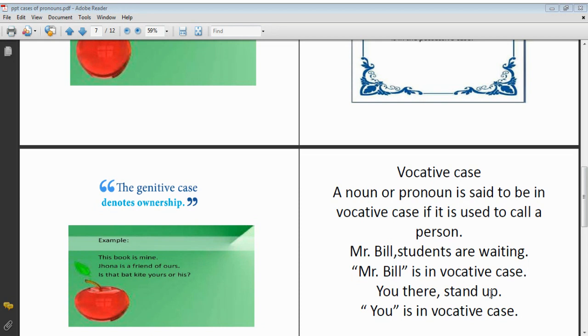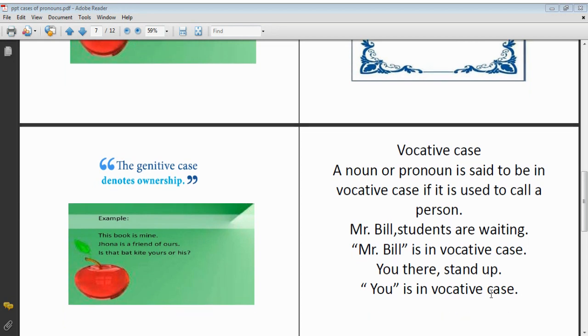Now the next case is a little tricky. This is called the vocative case. The word vocative comes from vocal, and vocal means to call somebody, right? So a noun or a pronoun is said to be in the vocative case if it is used to call a person. When you read the sentence, you will automatically know that you are calling somebody in order to draw the attention of that person towards something, right?